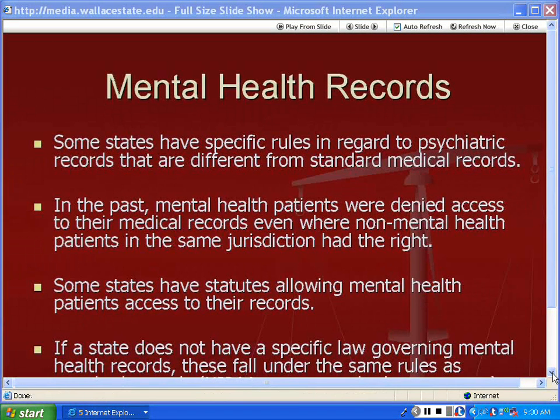And so HIPAA covers psychotherapy notes. Since all covered entities are impacted and have to follow HIPAA, remember it's just those psychotherapy notes. It's not the whole mental health record itself. It is specifically psychotherapy notes.